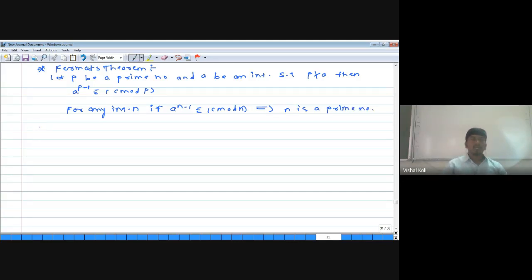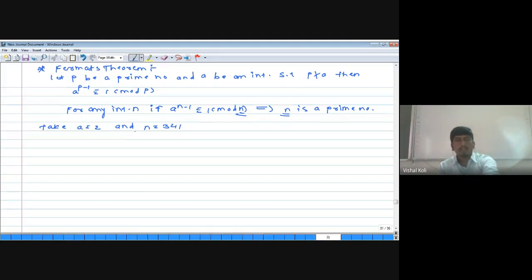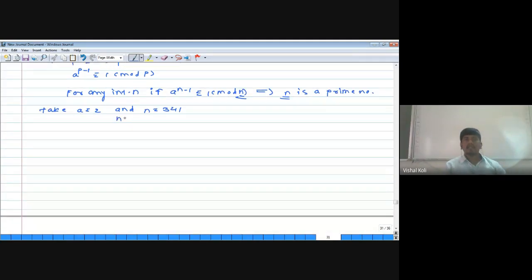So for that, let us take a equal to 2 and n equal to 341. First we have to check whether a to the power n minus 1 is congruent to 1 modulo n, and if so for an arbitrary integer n, then we have to check whether such an n is prime or not. So here we have taken a equal to 2 and n equal to 341. Is 341 a prime number?